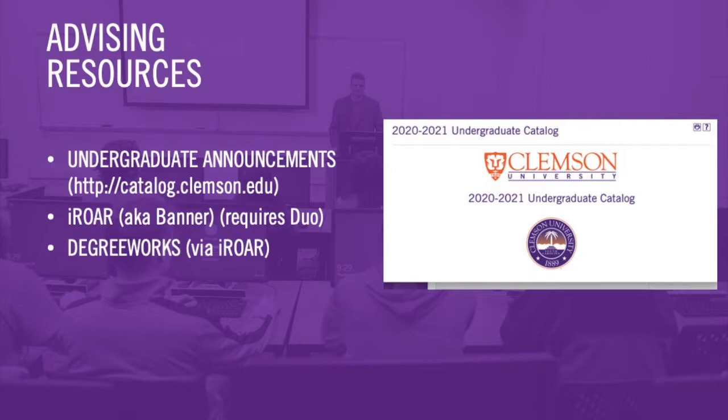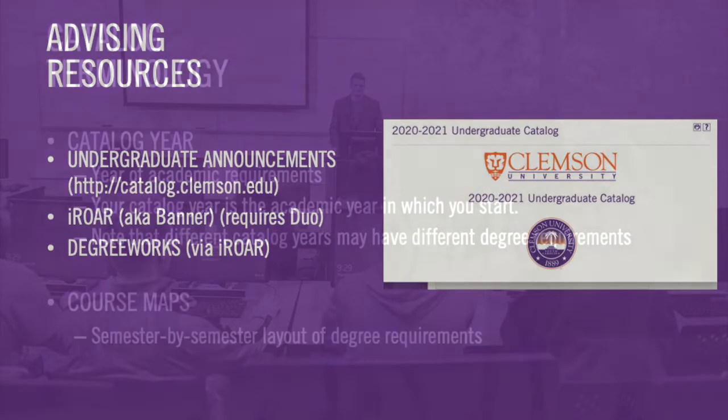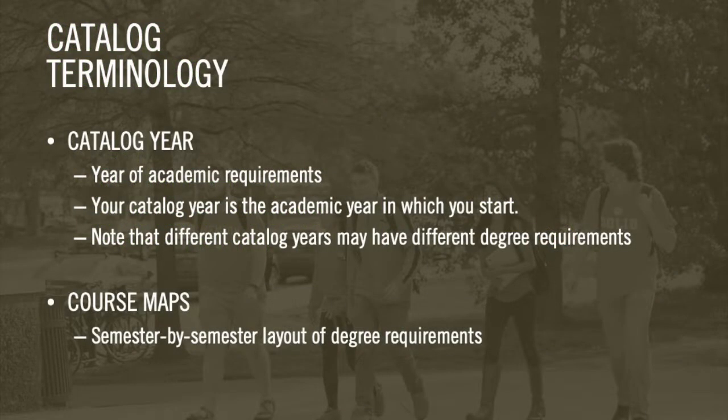When reviewing the course catalog, please note the following terminology. The catalog year refers to the set of degree requirements in effect for a student. Your catalog year is the academic year in which you first start taking classes at Clemson. Degree requirements may change from year to year, so you should always refer to the official course catalog for your specific degree requirements.